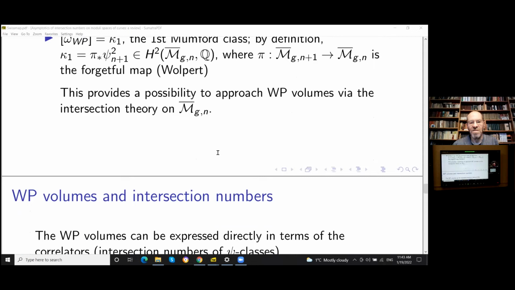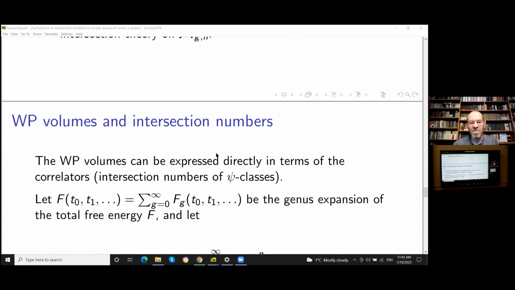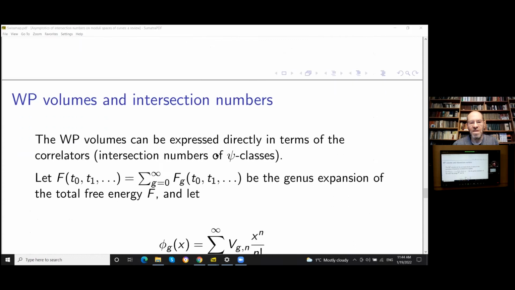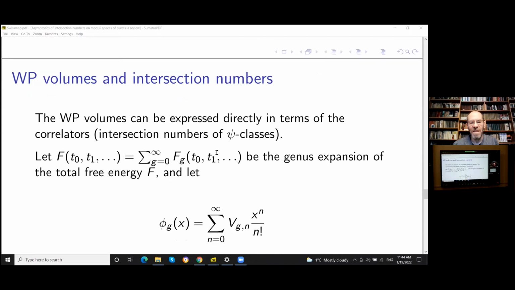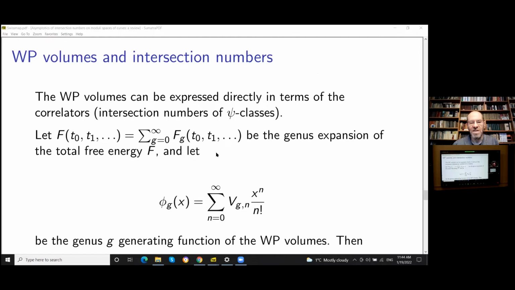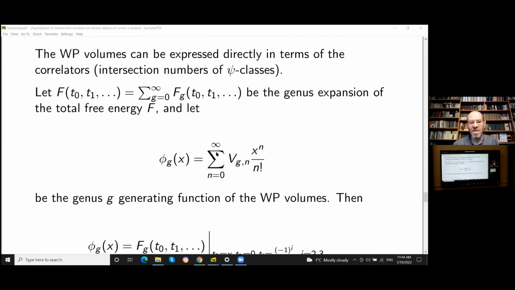So now I'll tell how the Weil-Petersson volumes are related to intersection numbers of psi classes, or n-point correlators. To do this, let's consider the genus expansion of the total free energy. F_g is the genus g contribution to the total free energy F. And let us consider the generating function of Weil-Petersson volumes that we denote by V_{g,n}. Here, genus g is fixed, and the number of marked points changes from 0 to infinity.